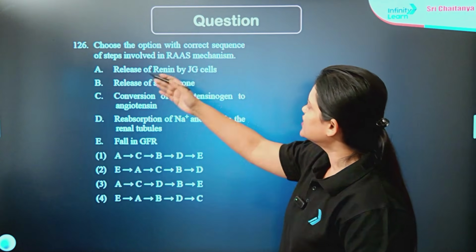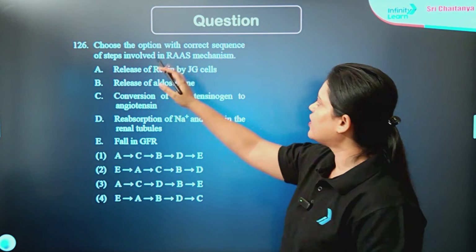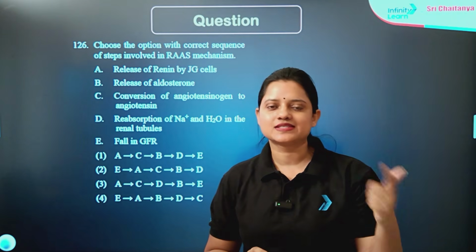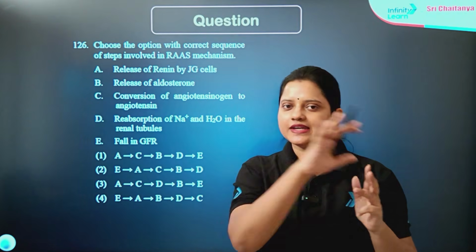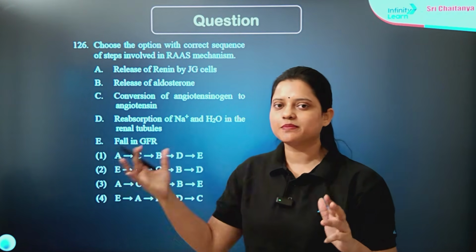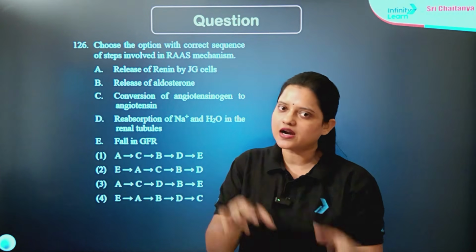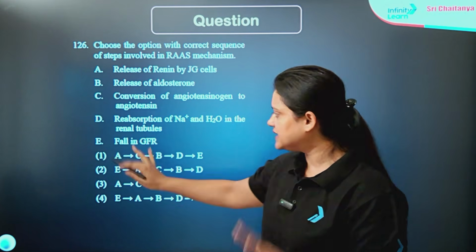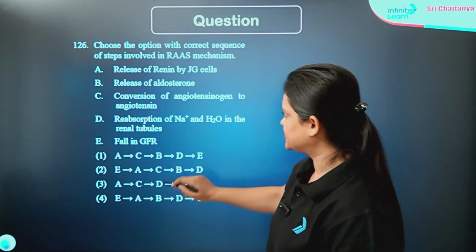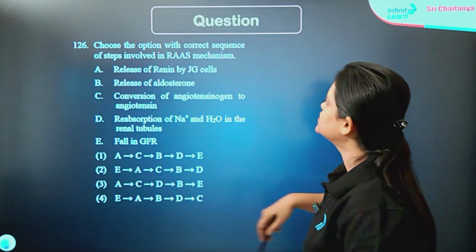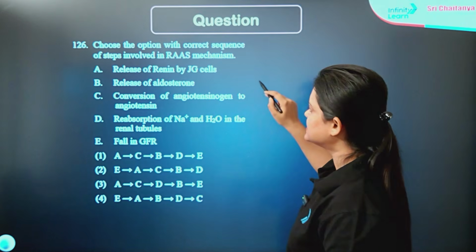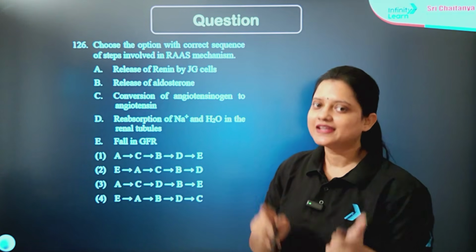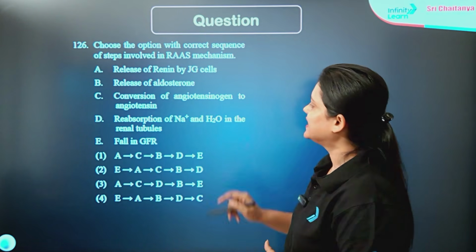Next. Choose the option with the correct sequence of steps involved in the RAS mechanism. My favorite. It is the renin, angiotensin, aldosterone system. Ultimately, what this is doing is increasing the blood pressure and GFR, and it starts with a fall in GFR. So it will start with E. Okay, E, we have 2 options. After that, there will be release of renin by JG cells, then the conversion of angiotensinogen into angiotensin, right?